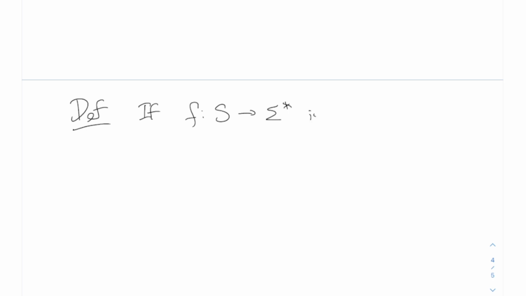If this is some function for some domain S, which is a subset of sigma star. So all I'm saying by this is that the domain does not have to be all possible strings. It could be a function which only uses certain types of strings and gives you some answers. The codomain, the answer could be any string, but the domain sometimes, in some examples, we want to have some kind of restricted domain. It's kind of the same reason that sometimes we want to write something like f of x equals 1 over x.